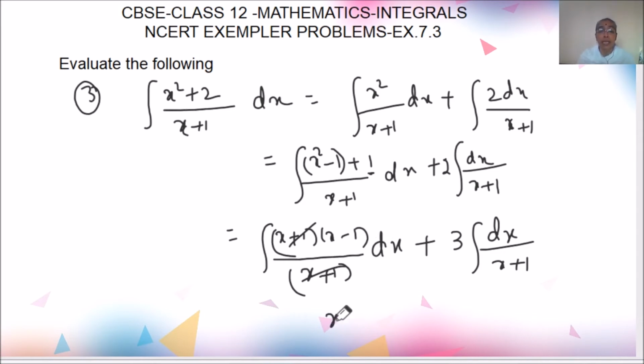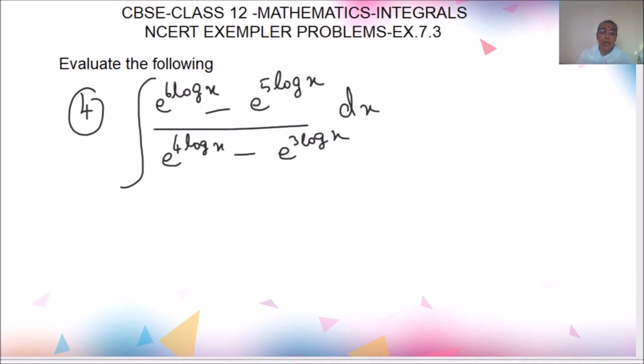Integration of x dx is nothing but x square by 2. And integration of minus 1 dx is minus x. Now the last part is 3 times log mod x plus 1. Even though it is a linear function, the coefficient of x is 1, so you are dividing just by 1, plus c. So this is the answer. Fine children. Hope you understood.